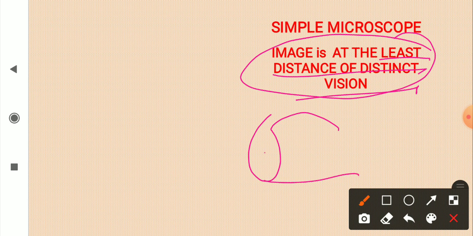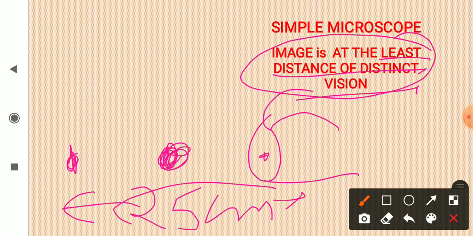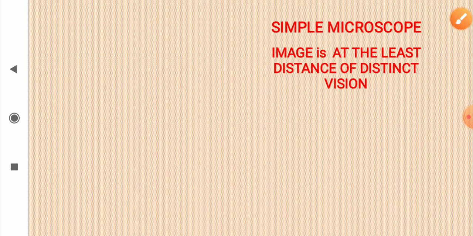For a normal human eye, an object placed at 25 centimeter can be seen clearly, and if you bring the object closer, then you cannot see it clearly. So this 25 centimeter is called least distance of distinct vision, and we represent it by capital D. So that we have to remember.